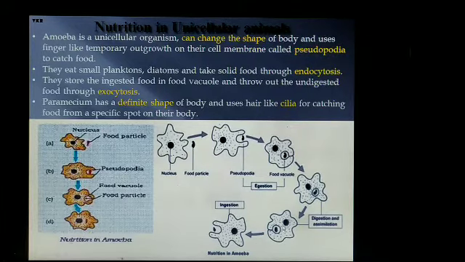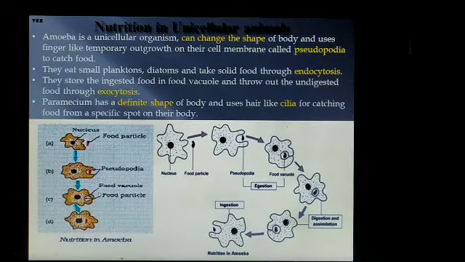Now after the waste product is generated, again the outward movement of the waste product will take place. That mechanism is called exocytosis. The combined state of exocytosis and endocytosis in holozoic nutrition is called phagocytosis. I repeat, it's called phagocytosis.